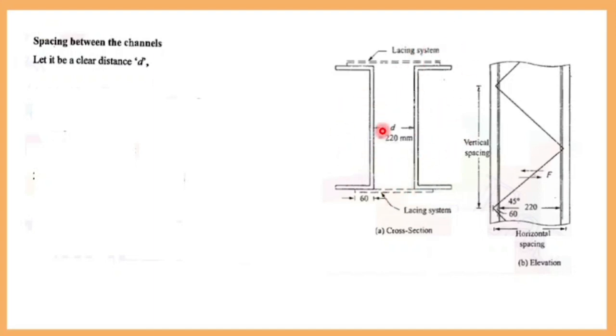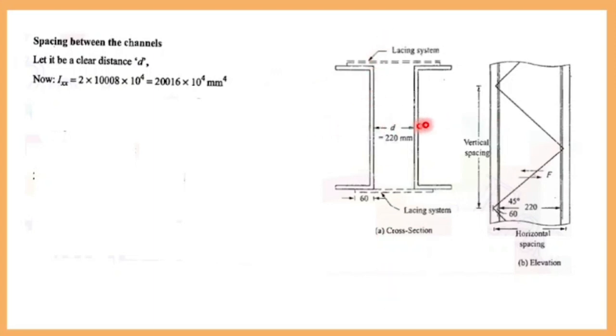Ixx is equal to area into distance square. So this is your formula. Now since you are using two channel sections, your Ixx will be 10,008 into 2, which will be 20,016 into 10 power 4 mm power 4. This channel section is symmetrical in x-axis or y-axis.